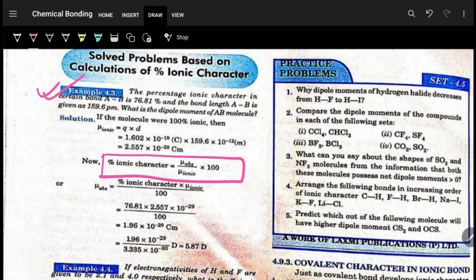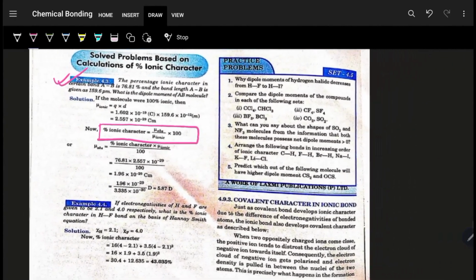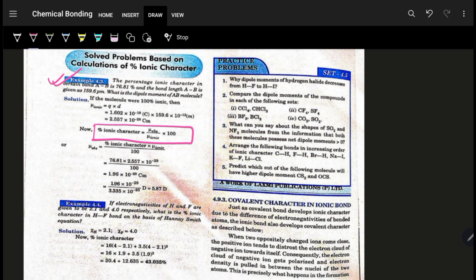You can access the material in the link in the description. Do access and practice the topic again and again. That's all for today. That's all for the topic. See you in the next topic, VSEPR theory.